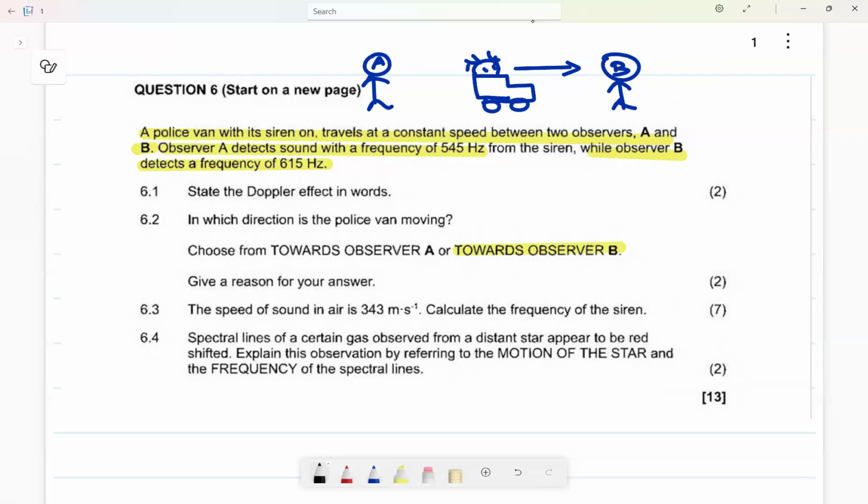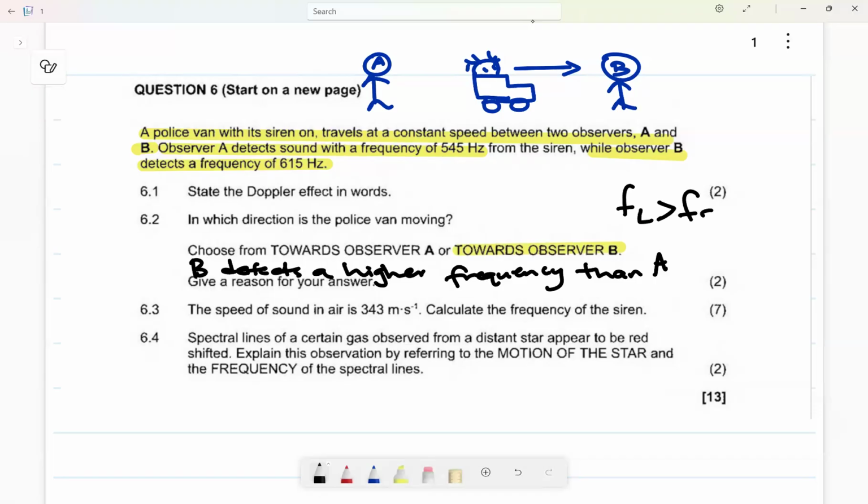B detects a higher frequency than A. Do not say frequency of the listener is greater than frequency of the sound source. Why is this wrong? This is wrong because you do not know the frequency of the sound, so you cannot compare. So you can compare between B and A. So B detects a higher frequency than A.